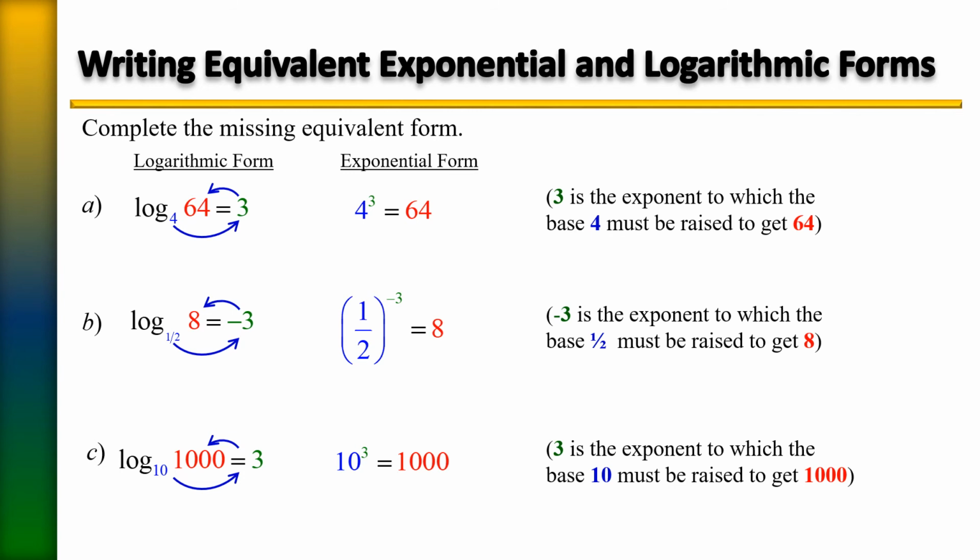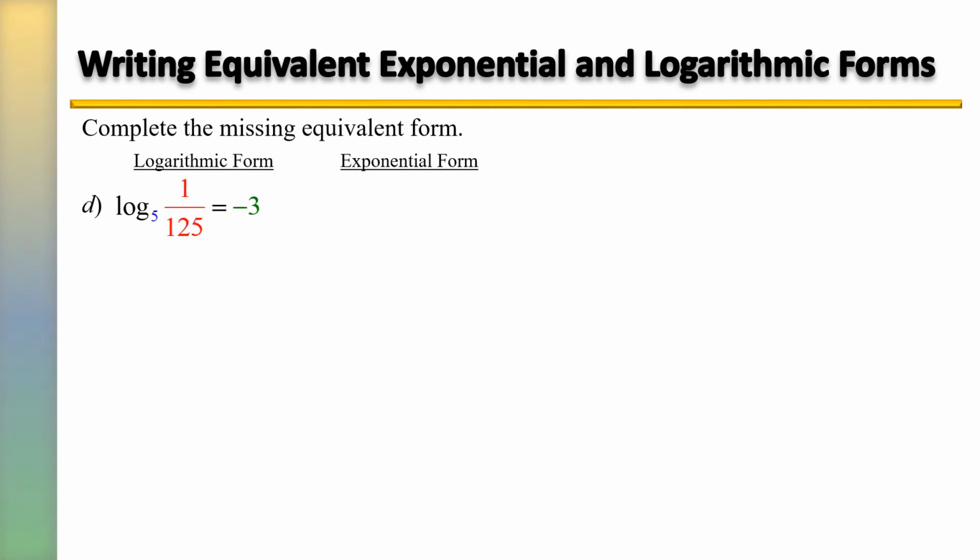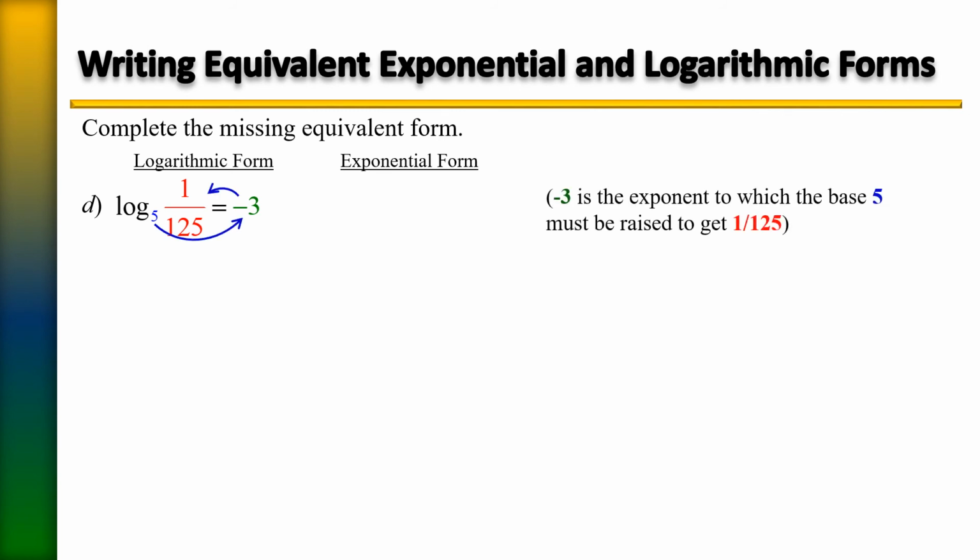Writing equivalent exponential and logarithmic forms. Let's do some more practice with these expressions. So here we're given logarithmic form log base 5 of 1 over 125 equals -3. And here again what we're saying is that -3 is the exponent to which I must raise the base 5 in order to get 1 over 125. In other words, 5 to the -3 power equals 1 over 125.